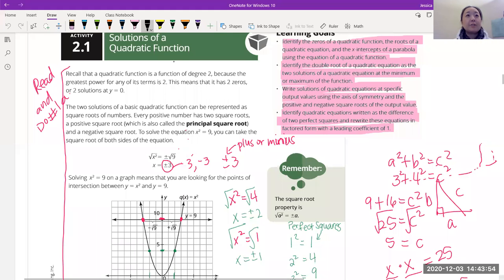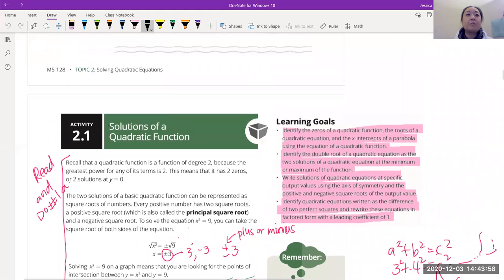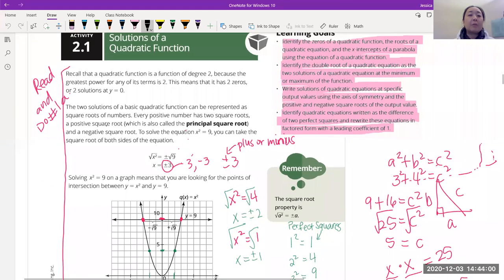Hi, everyone. So we are on section 2.1. This is on page 129. We're going to be just finishing this lesson. We're not going to be extending another day or anything like that. But here we go. So hopefully you took the time to read this section right here.